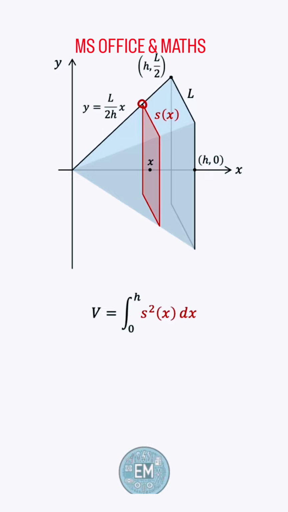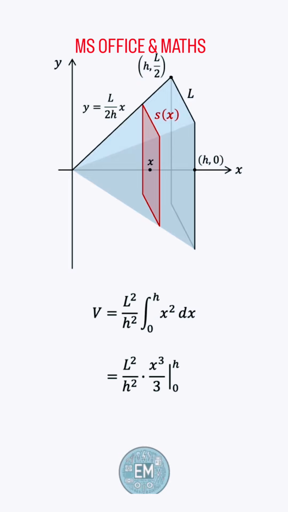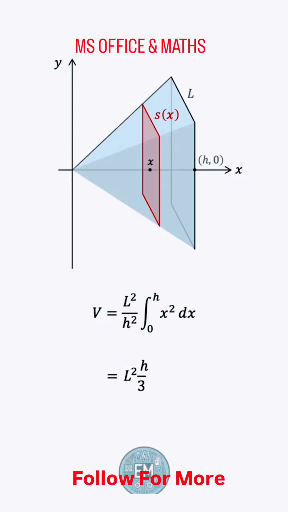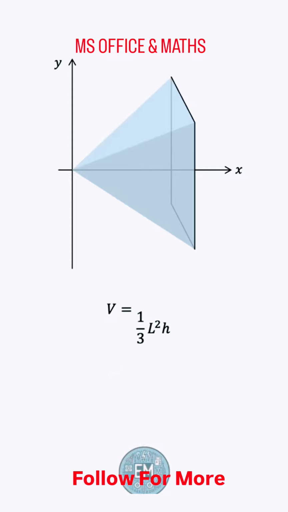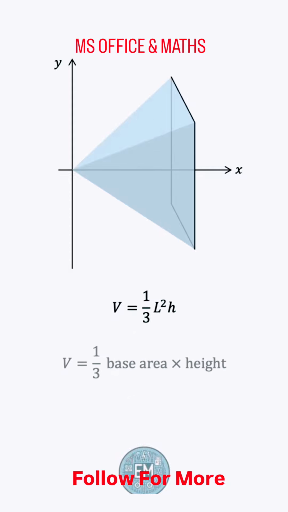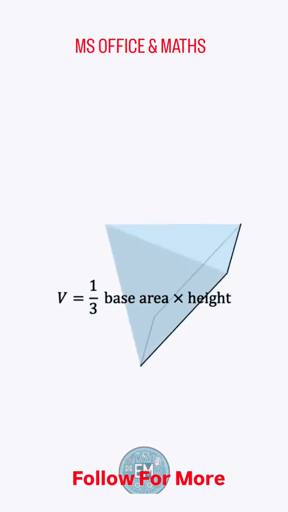This point belongs to the line, and its y-coordinate is S over 2. So S is L over h times x, and we can now square this equation, and we're ready to integrate. We'll take the constant outside the integral, this is L squared over h squared, compute the antiderivative, and substitute the bounds. We can cancel the h's, giving us 1/3 L squared times h. We took a square-based pyramid here, but the same procedure can be repeated for any pyramid. And so, there you have it.